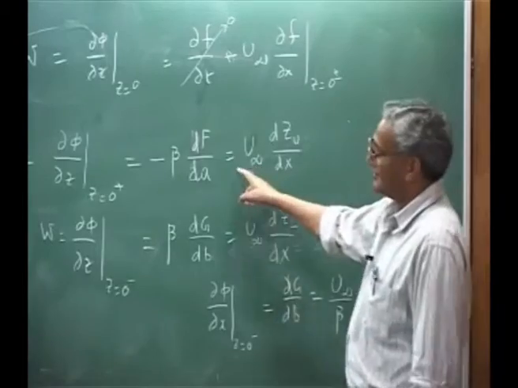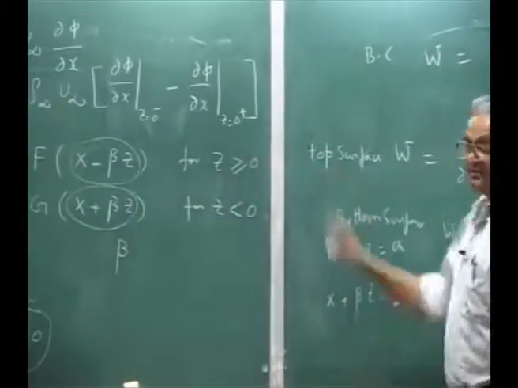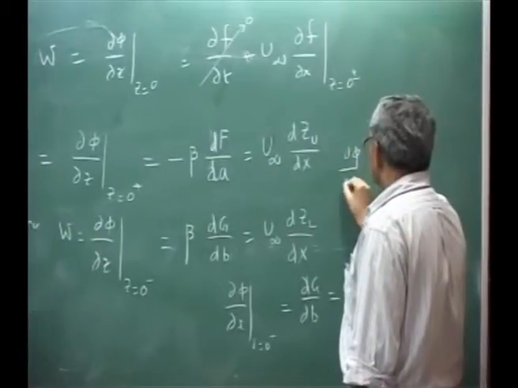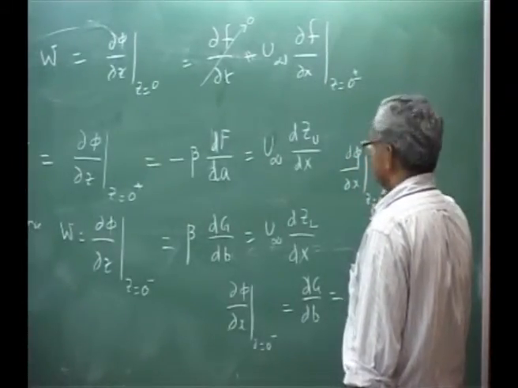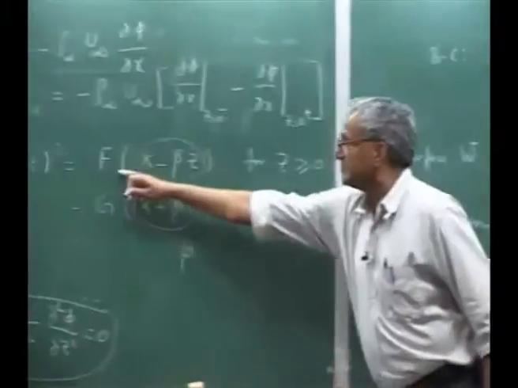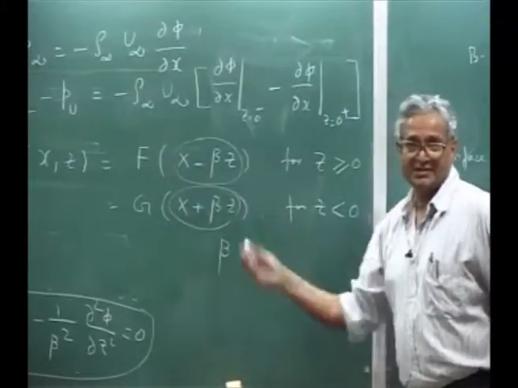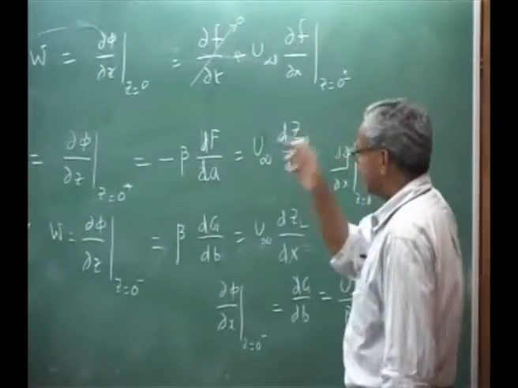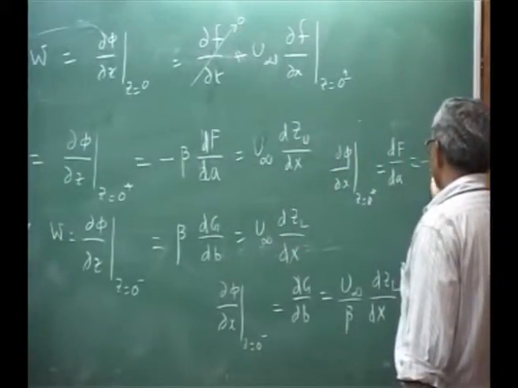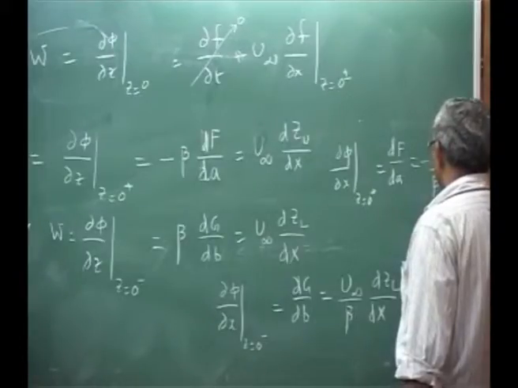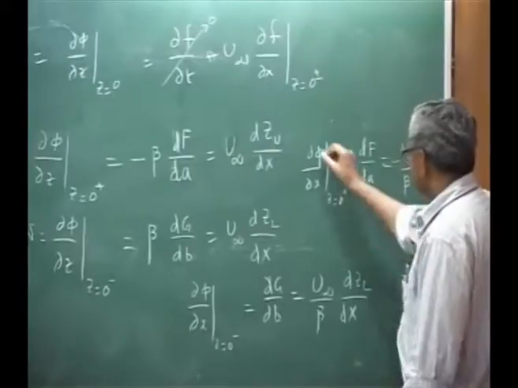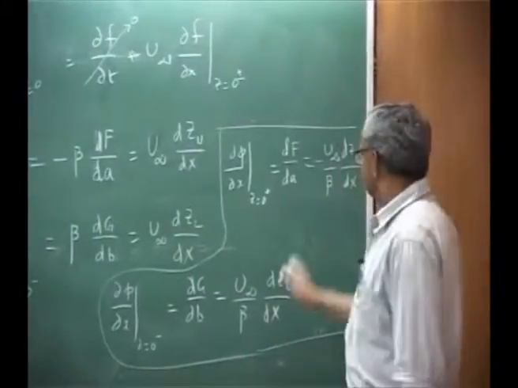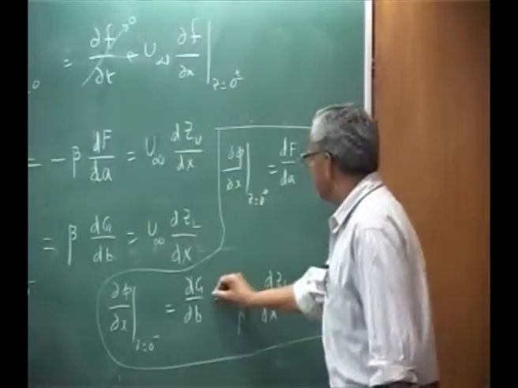And when you look at this delta phi by delta x at z equals 0 plus, it is nothing but delta f by delta a. Okay, because this is the same function. So delta f by delta a, that is df over dA, which is minus u infinity over beta dzu over dx. Okay. So you now take these two and substitute here.